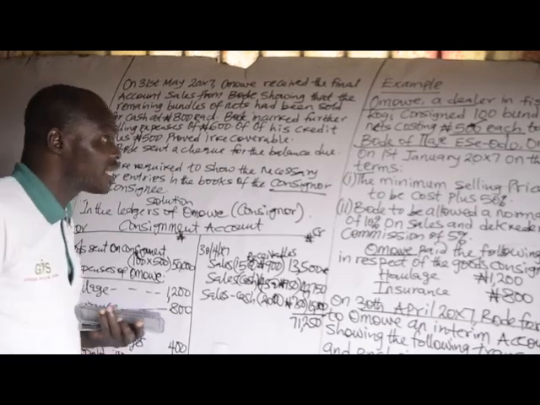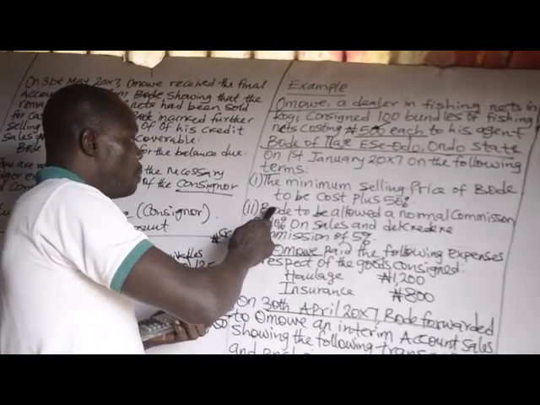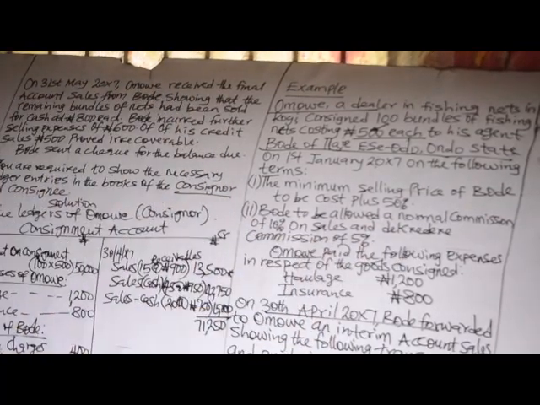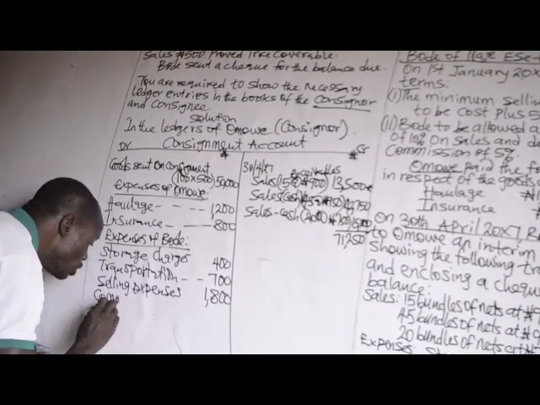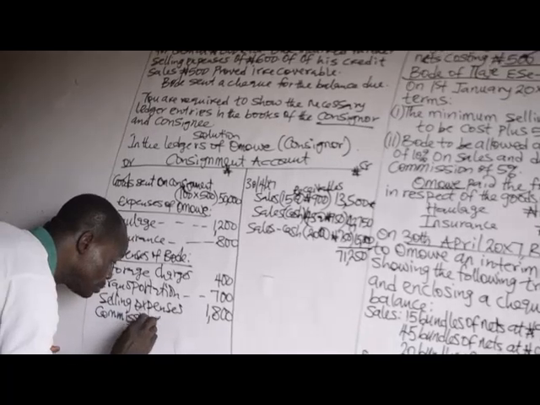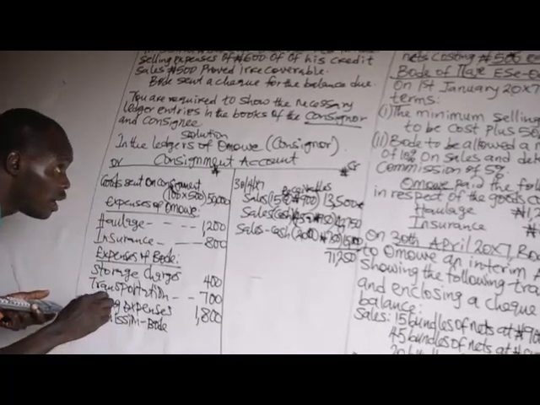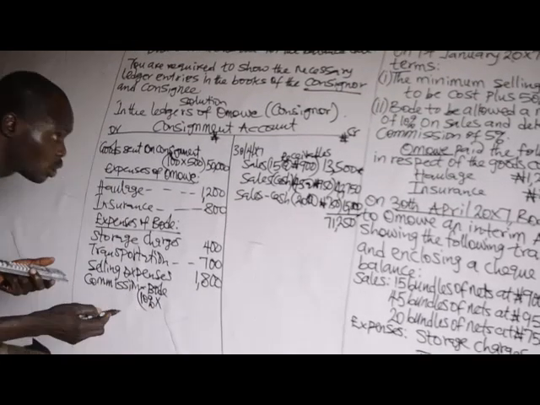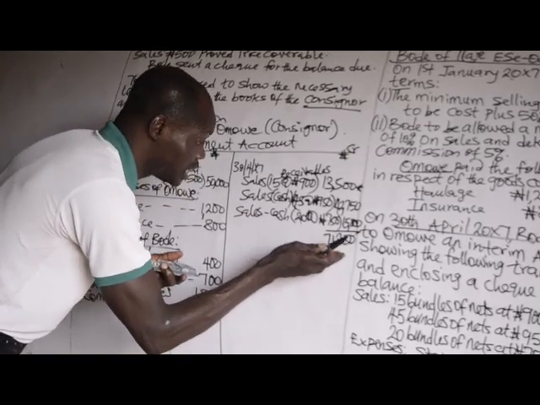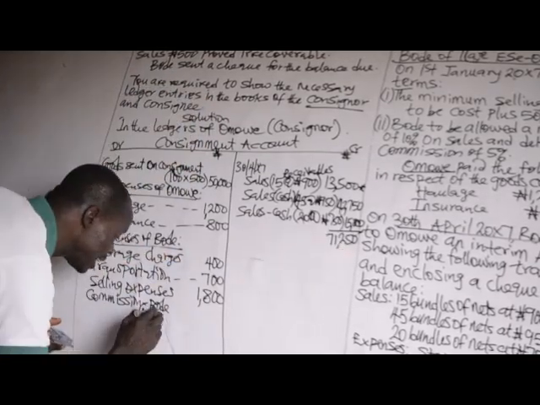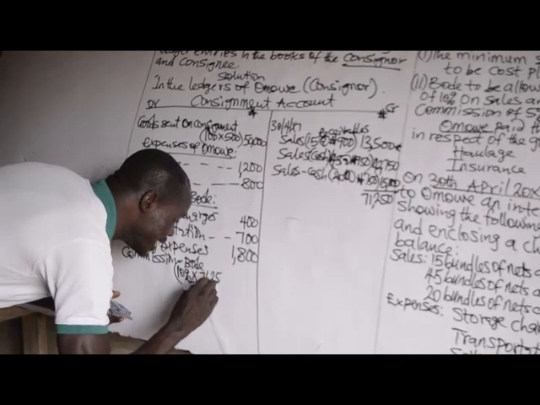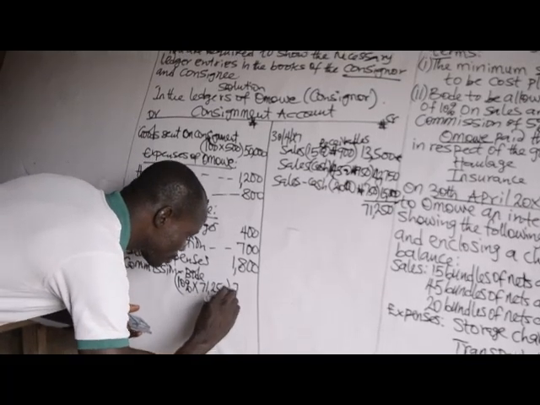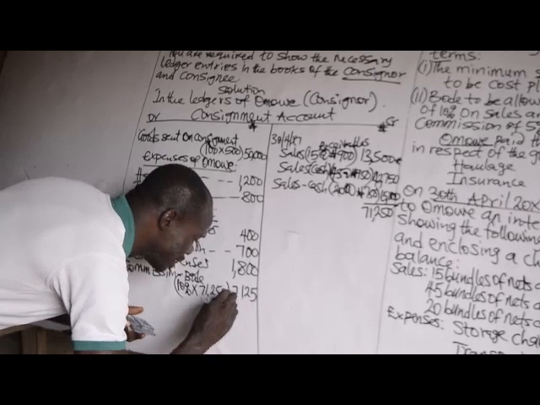So now let's check the commission. You were told Bode is to be allowed a normal commission of 10% on sales. Now we have commission paid to an agent. Commission to Bode. Normal commission of 10% on sales. How much is the sales made so far? The total sales is 71,250, as calculated. 10% of 71,250, that is the normal commission. That will be 7,125. That is the normal commission.